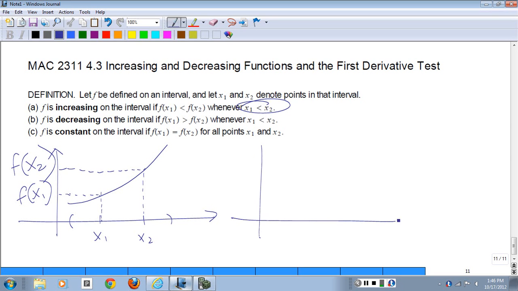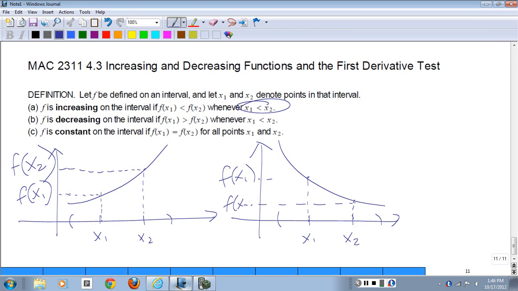Decreasing, we think of the graph as falling as we go from left to right across the interval. So we pick an x sub 1 and an x sub 2 in the interval such that x sub 1 is less than x sub 2. Evaluate the function at x sub 1. Evaluate the function at x sub 2.